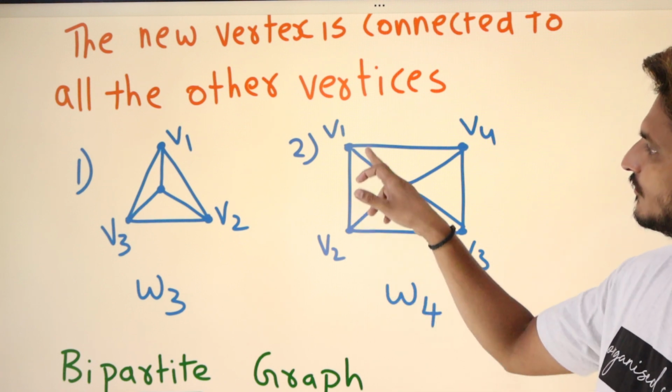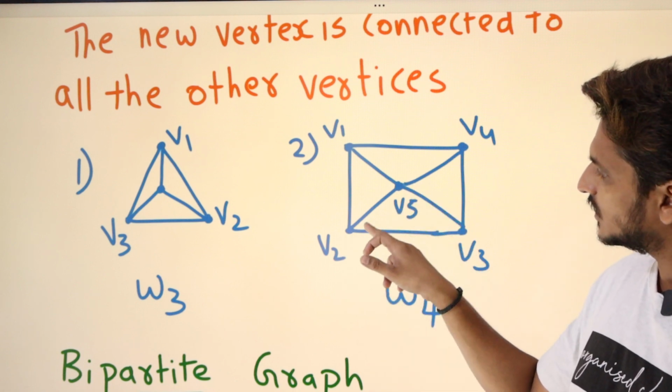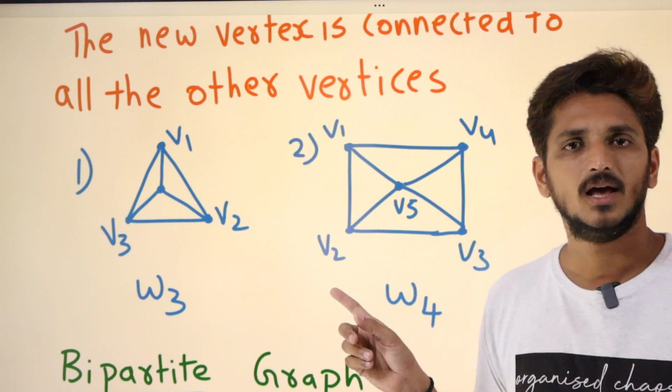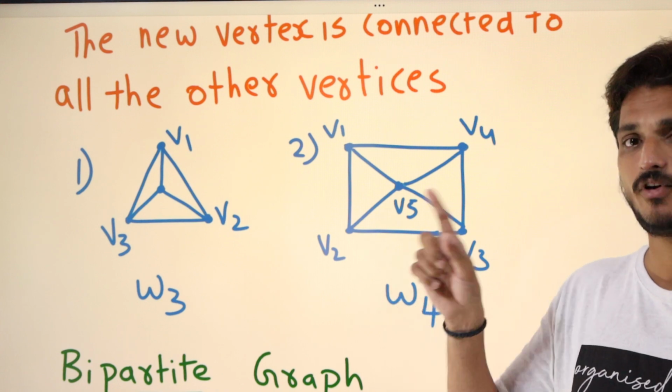Similarly, W4. Take a cyclic graph of 4. This is a cyclic graph. Add a vertex. This vertex should connect to all the other vertices. Then we say this is a wheel graph, W4. Similarly, W5 with 5 vertices.